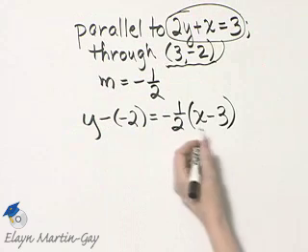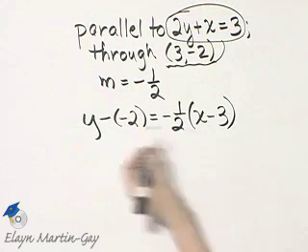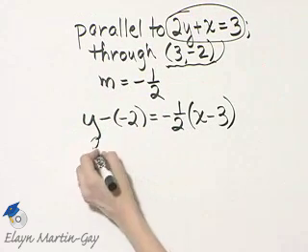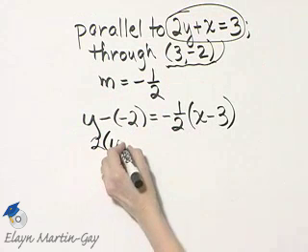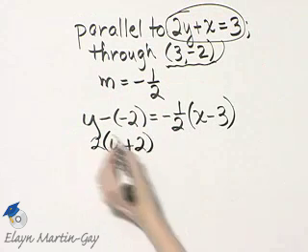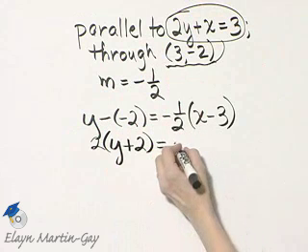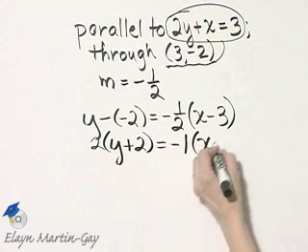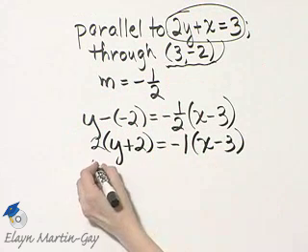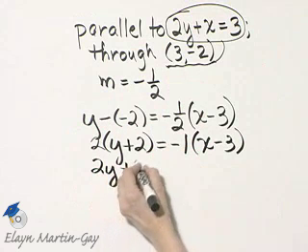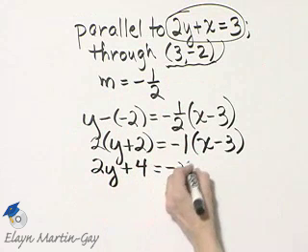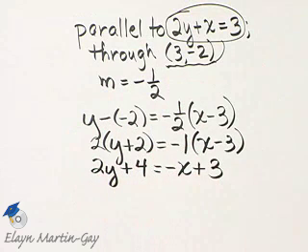So let's begin by simplifying. I will multiply both sides by 2. So I'll have 2 times y plus 2 is equal to, if I multiply this side by 2, the 2's cancel, and I have negative 1 times x minus 3. This is 2y plus 4 is equal to negative x plus 3.